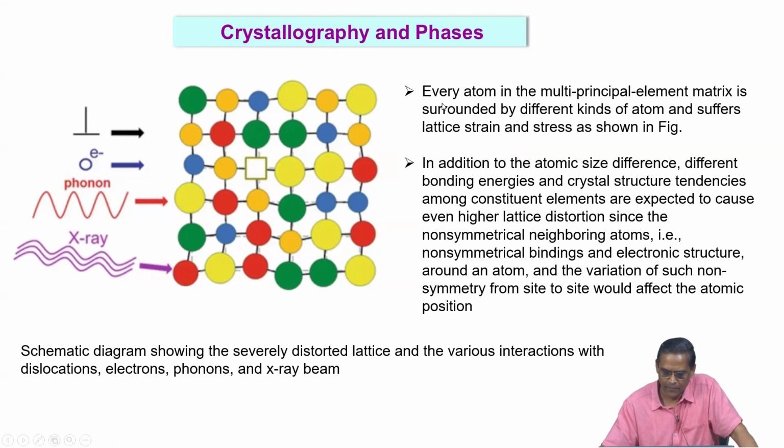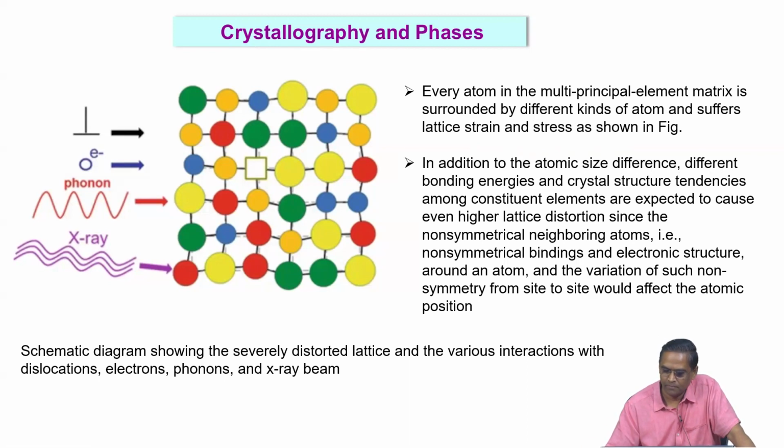Okay. So, in addition to atomic size difference, there are different bonding energies. Why am I saying bonding energy? Because one atom is bigger and one atom is small, so the connecting bonds to the neighboring atoms will not have the same energy. So, that is the idea.